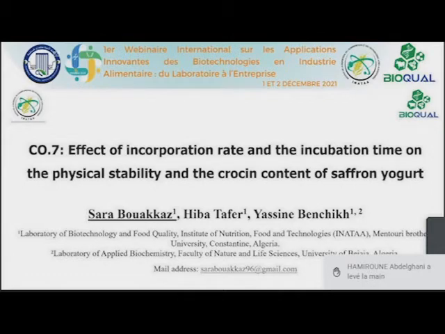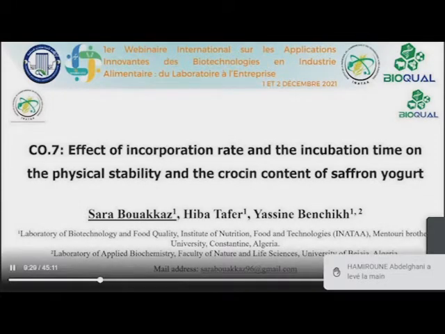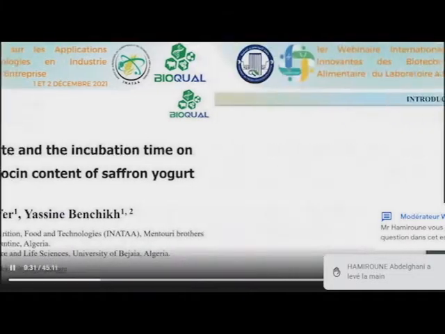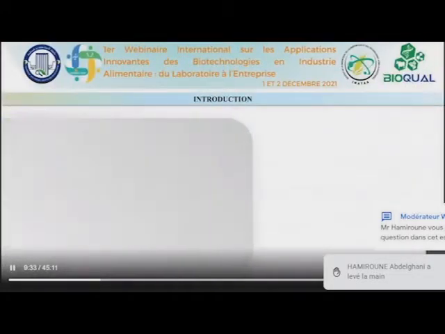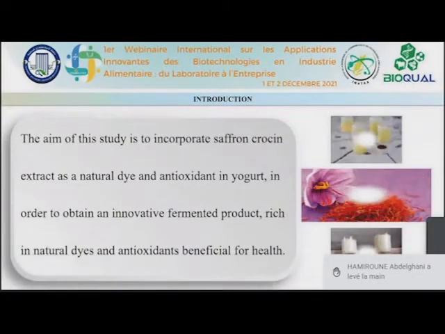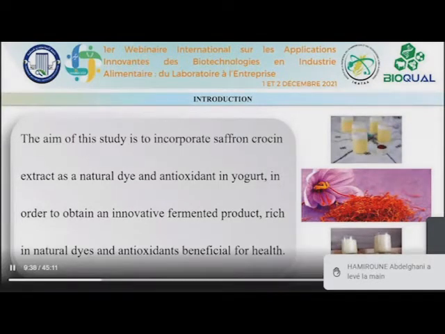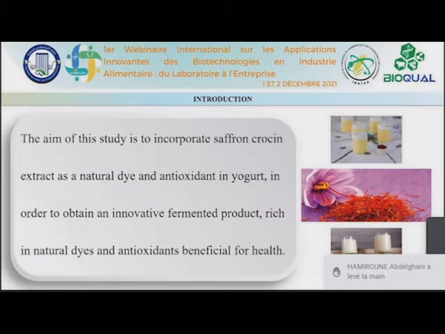Today the topic of my presentation is the effects of incorporation rate and incubation time on the physical stability and the crocin content of saffron yogurt. The aim of this study is to incorporate saffron crocin extract as a natural dye and antioxidant in yogurt in order to obtain an innovative fermented product rich in natural dyes and antioxidants beneficial for health.